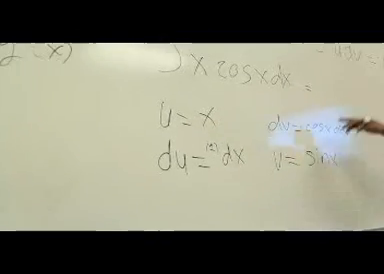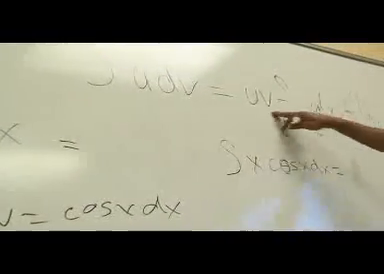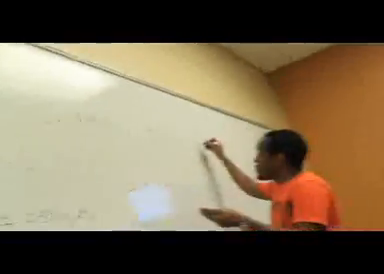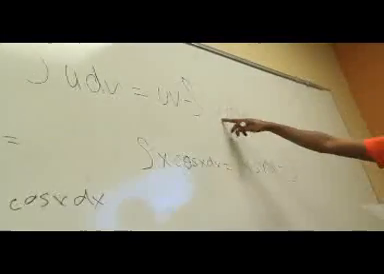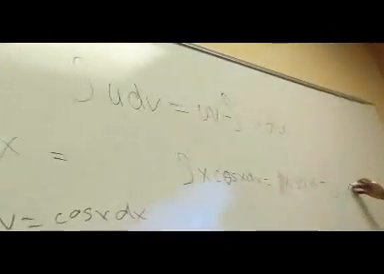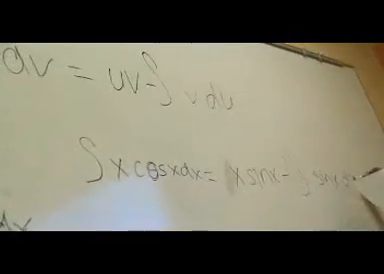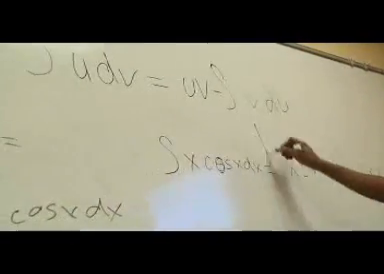So now when we have this, we have to plug it into our formula right here. The integral of x cosine x dx equals u times v minus the integral of v times du. Our v is sine x, and our du is dx. So we will solve for this function right here.